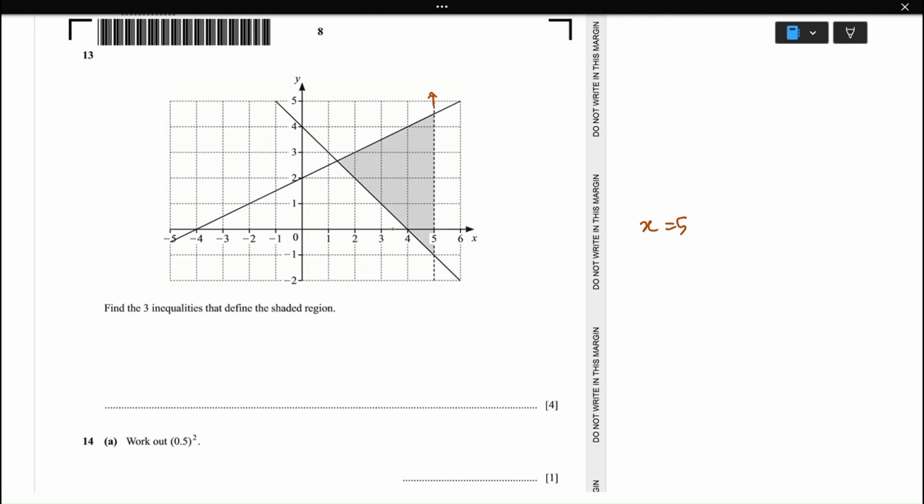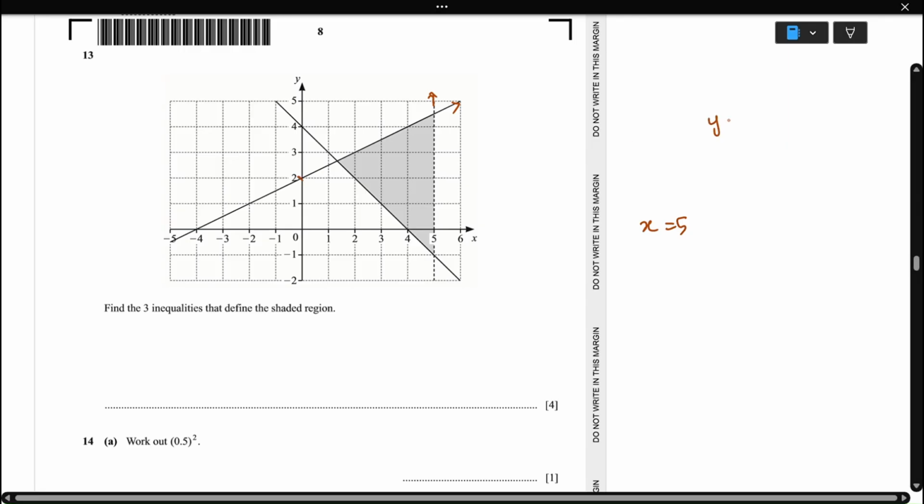Next equation I'll go. I'll take this one, which has y-intercept 2. Line equation, you know, y equal to mx plus c. C is the y-intercept, m is the gradient. So the second equation, I'll write y equal to, the y-intercept is going to be 2, and the gradient, we will check this way. So 2 cross points and here, which is first y height divided by x. So 1 divided by 2. So y equals 1 over 2 x plus 2. Second equation I got it.